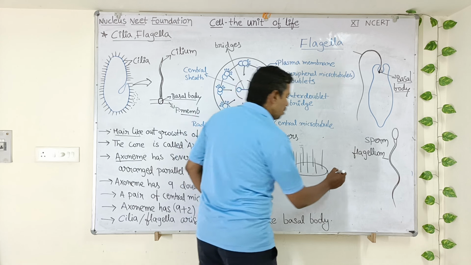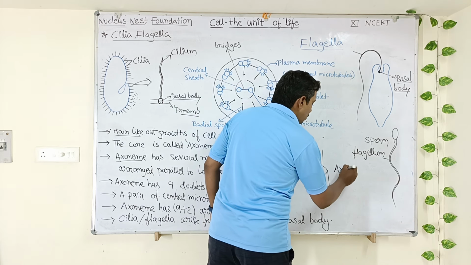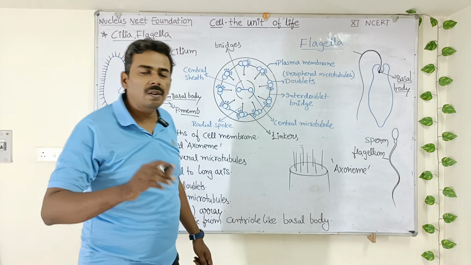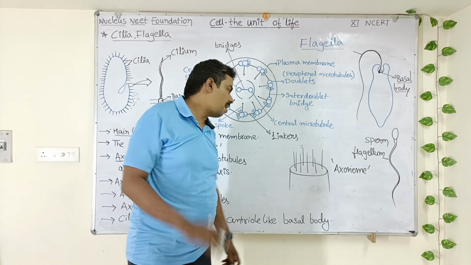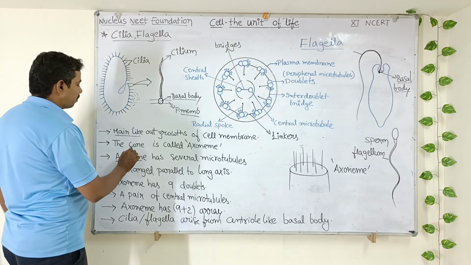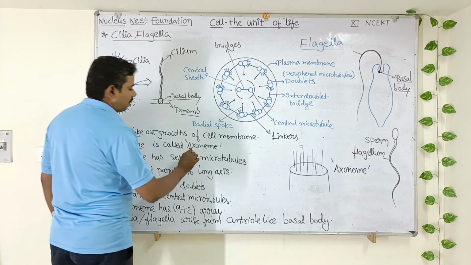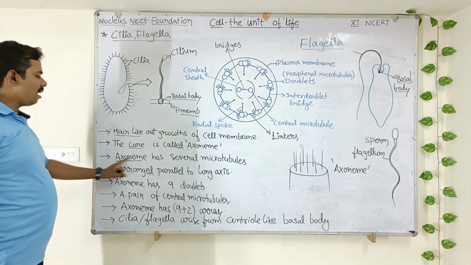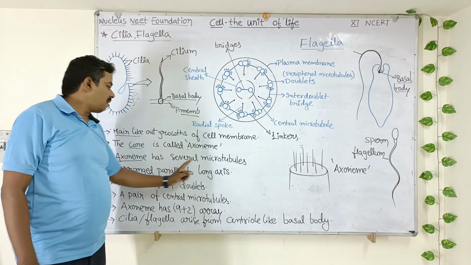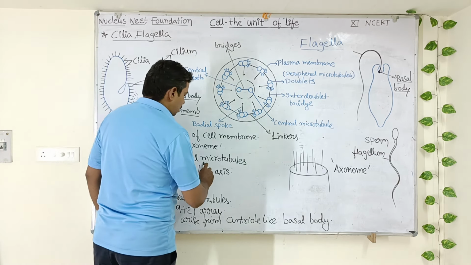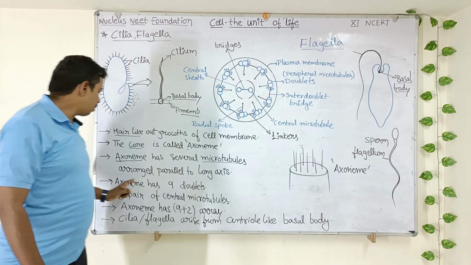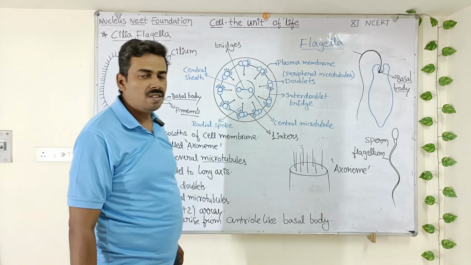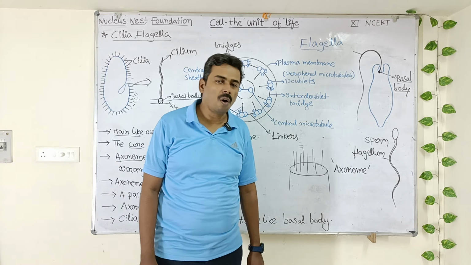What is that region called, students? Axoneme. The central core of cilium and flagellum is called the axoneme. Now, the axoneme has several microtubules. Several means many microtubules. They are arranged parallel to the long axis.